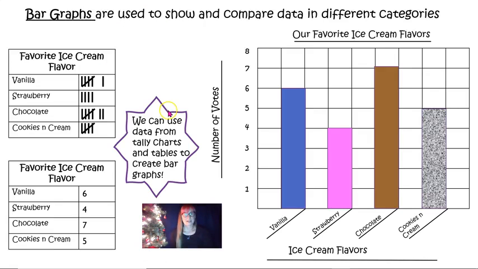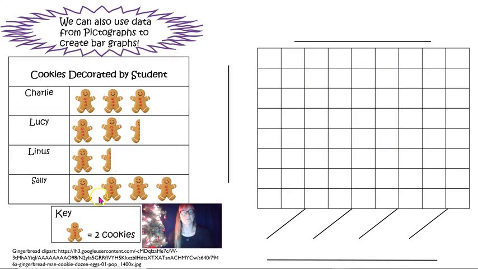We can also create bar graphs from pictographs. This is displaying countable data in a different way. We're using pictures this time instead of tallies or numbers. So I have a key down here that lets me know that each gingerbread cookie is worth 2 cookies. So it's not representing 1, it's representing 2. I'm going to follow the same steps that I did before. I am going to start by coming up with a title for my graph. This time, my title is going to be Cookies Decorated by Students.